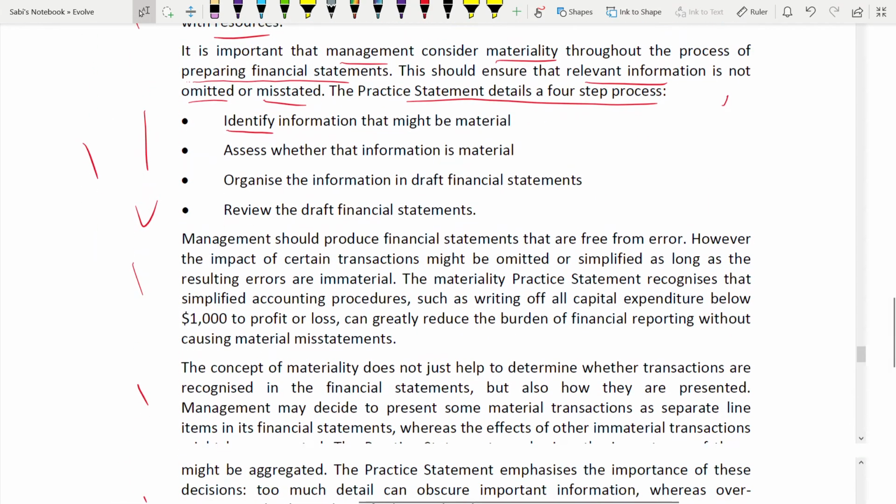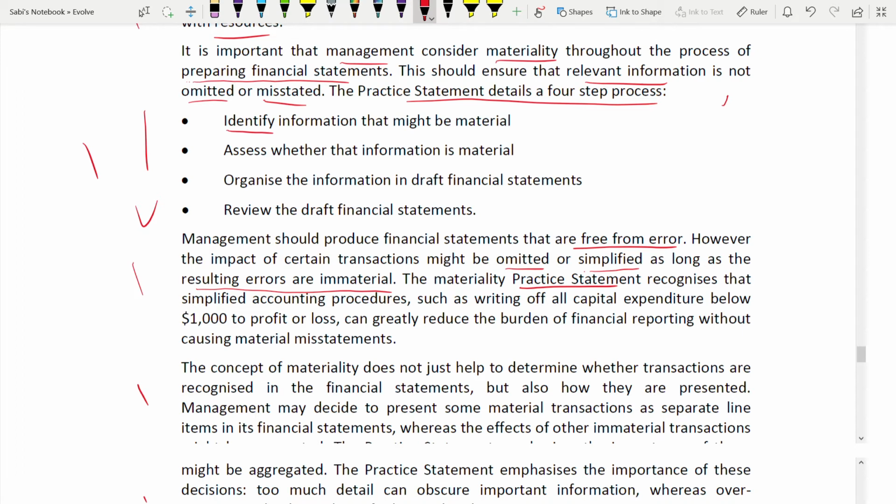Just count. Remember, management should produce financial statements that are free from error. However, the impact of certain transactions might be omitted or might be simplified, as long as the resulting errors are immaterial. Remember, we are talking about the importance of materiality. Yes, it has to be free from error, so because of that, you might omit or simplify also. So the error is reduced, but it should be immaterial. If resulting errors are immaterial, then you can omit or simplify. In every point, make sure that you talk about the practice statement. This will help you more to write.